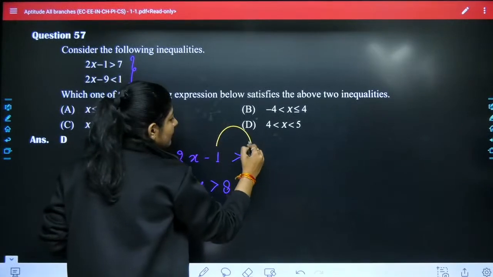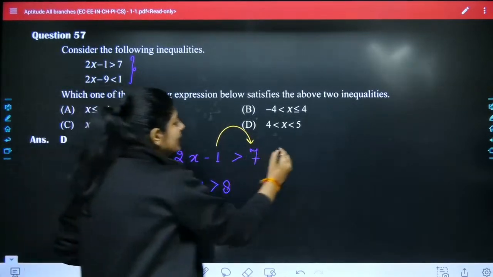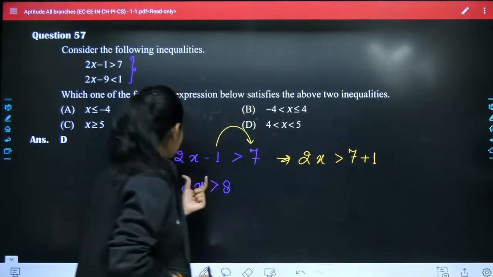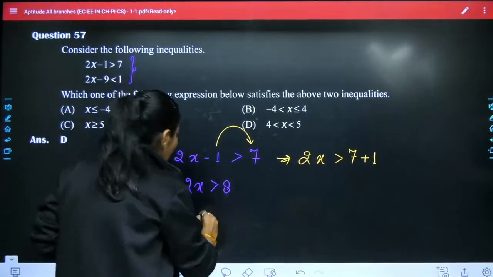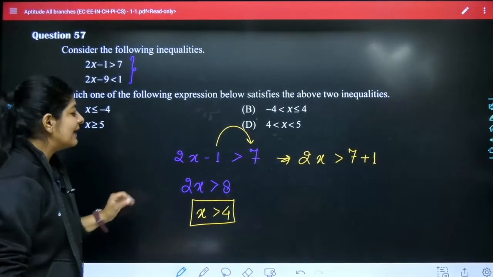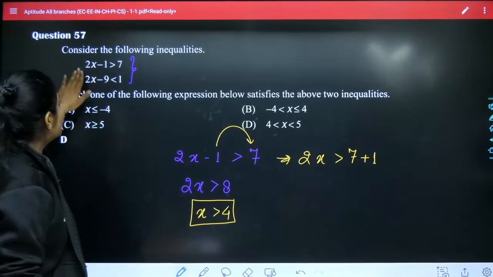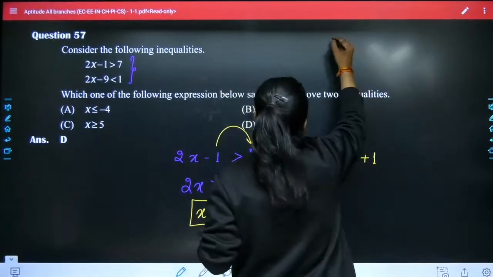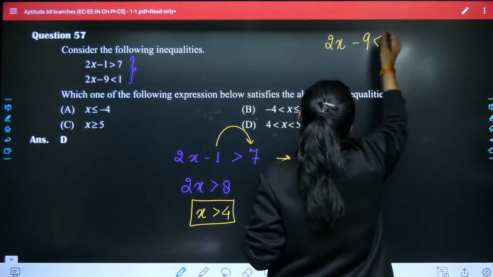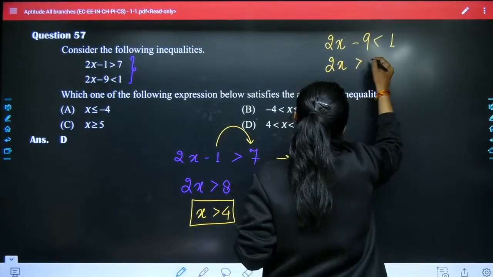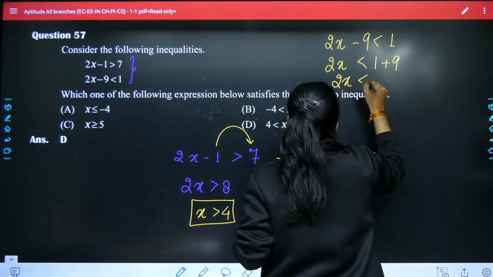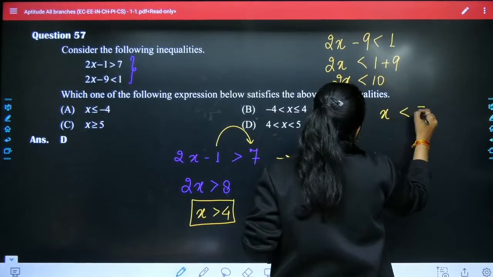We transfer this from LHS to RHS. It can be written as 2x is greater than 7 plus 1, and we can write it as 2x is greater than 8. So x is greater than 4. From inequality 1, x is greater than 4. For the second inequality, 2x minus 9 is smaller than 1, we write 1 plus 9, that means 2x is smaller than 10, so x is smaller than 5.